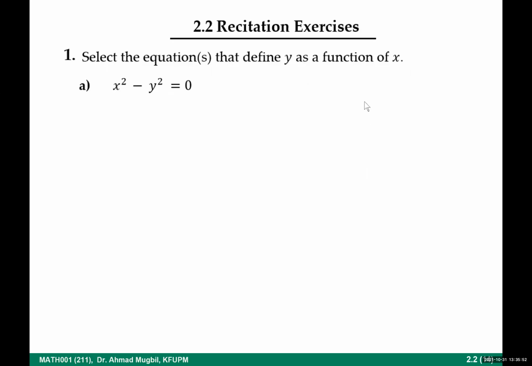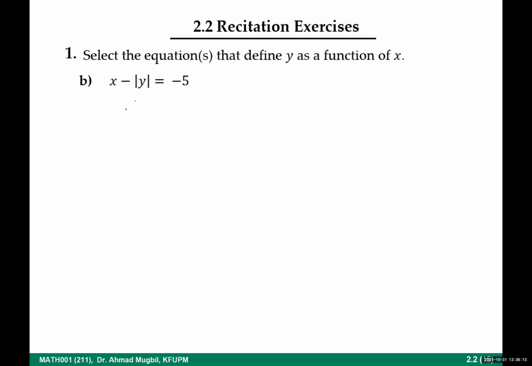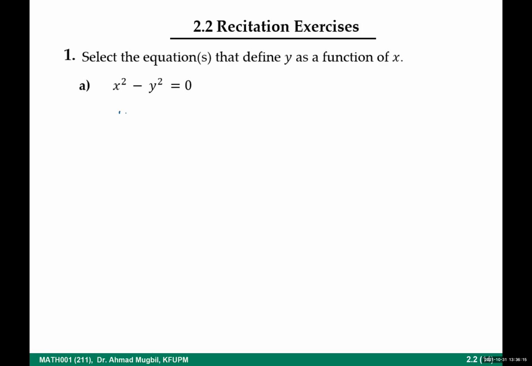Do whatever, any justification. Okay, let's take them one by one. The first one. Is it a function or not? Muhammad, you are saying it is a function? I can easily show you that it is not a function. Take x to be 1. Okay, so this is what you should do. You should try to solve it for y. Y squared equals to what? X squared, right? Yes. Then you will take the square root of both sides.